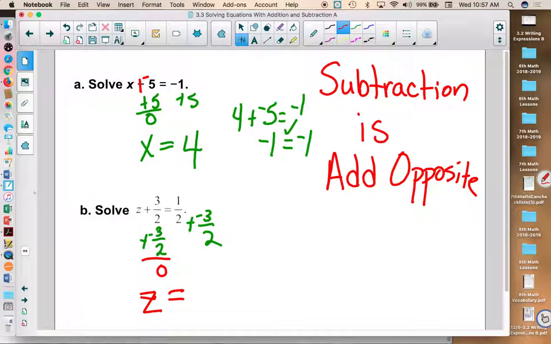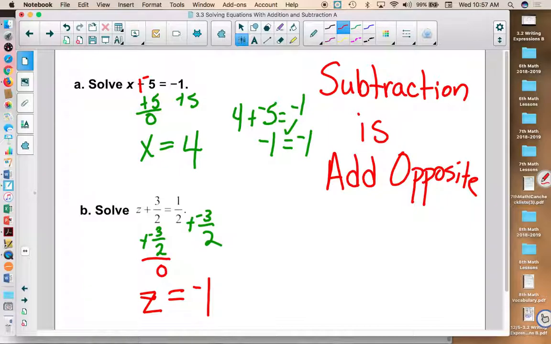That's what it says. -1. Is that right? Okay. And if I plug it in, -1 plus 3 halves, which is the same thing as 1 1/2, equals 1/2. Did it check?